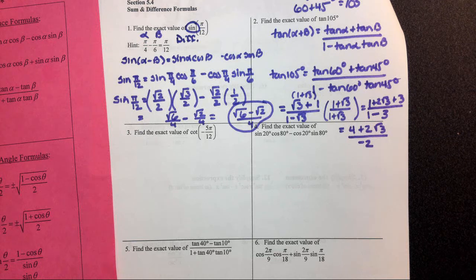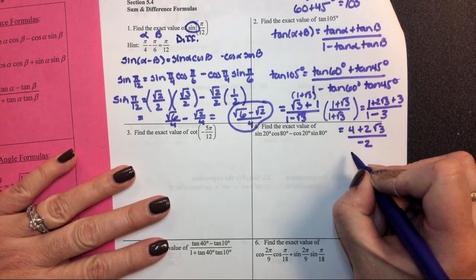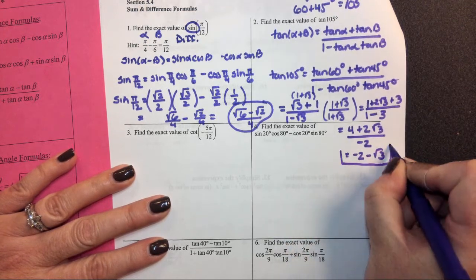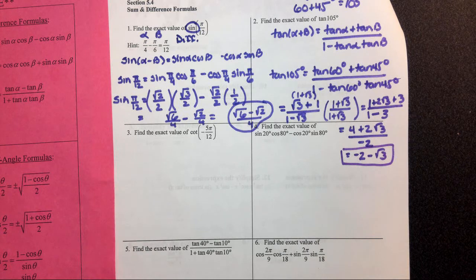Now, can I simplify that? What can I divide everything by? I can divide everything by a what? Negative 2. So it's going to give me negative 2 minus square root 3. So there's the exact value of the tangent of 105 degrees.